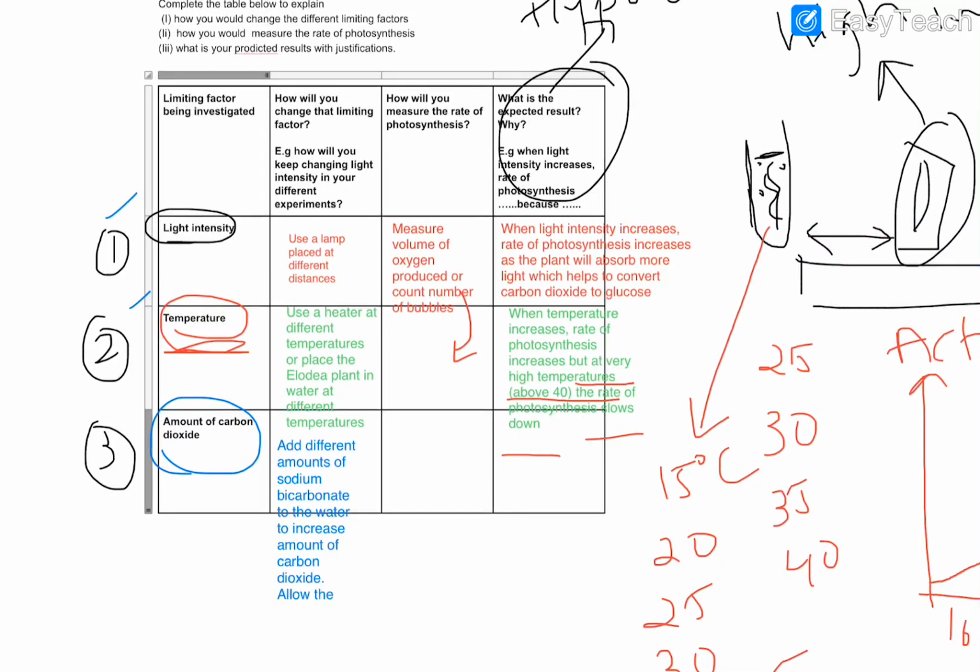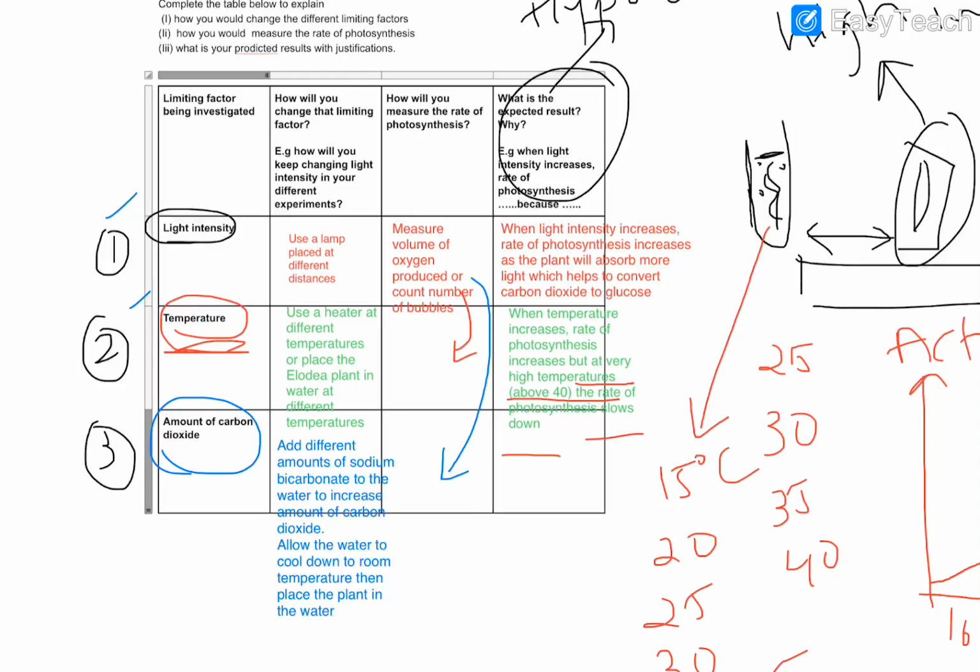Okay? So here you're going to use different amounts of sodium bicarbonate to increase the amount of carbon dioxide in the water, but you will also need to allow the water to cool down because when you add the sodium bicarbonate, the temperature of the water rises. As soon as the water reaches room temperature, then you place the plant in the water. Because if you already have the plant in the water at the beginning, the plant is already going to start to photosynthesize and we're going to lose information. So this is why we allow the water to cool down, then we add the plant.